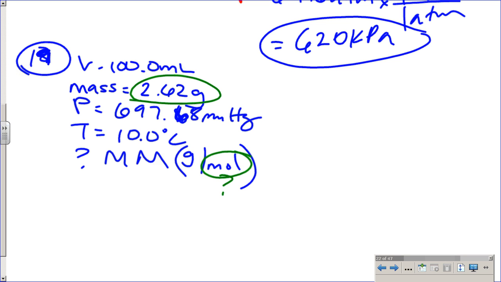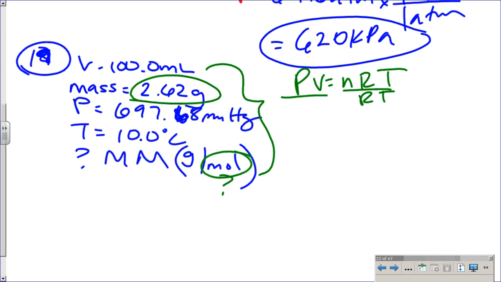Okay, so using this knowledge, what am I solving for? N, so here we go, PV equals nRT. How am I isolating N? Divided by RT, divided by RT. So N is equal to PV over RT. Plug, plug, plug.